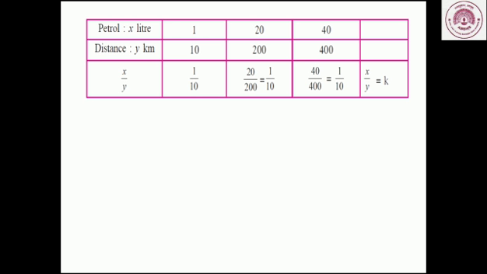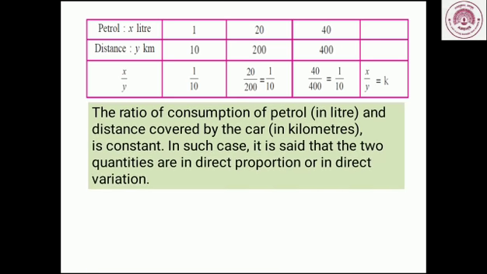Now after consuming 40 liters of petrol, the car travelled 400 km. So the ratio will be 40 upon 400, which is equal to 1 upon 10. Now here you can see x upon y is equal to 1 by 10, which is constant, right? And hence the ratio of consumption of petrol and distance travelled by the car is a constant. In such cases, it is said that the two quantities are in direct proportion or in direct variation.